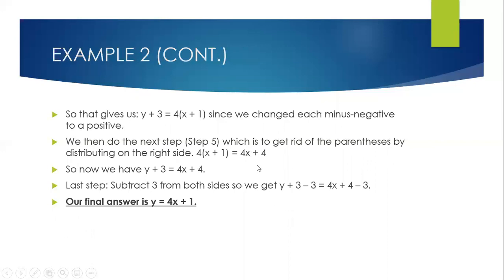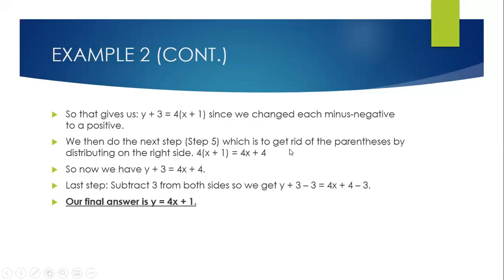Cool. So now that we've done that, now that that minus negative up there has become a plus, and this minus negative has become a plus, we can now have an easier problem. So we go to step number 5. Step number 5 tells us that we get rid of the parentheses by distributing on the right side. So 4 times x is 4x, 4 times 1 is 4. So now we have y plus 3 equals 4x plus 4.